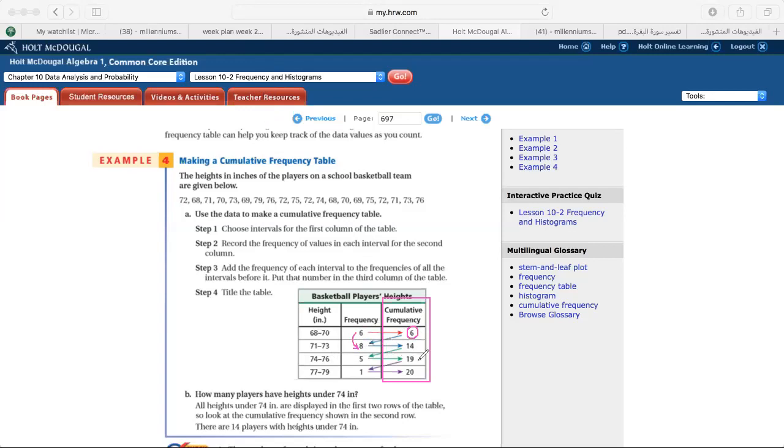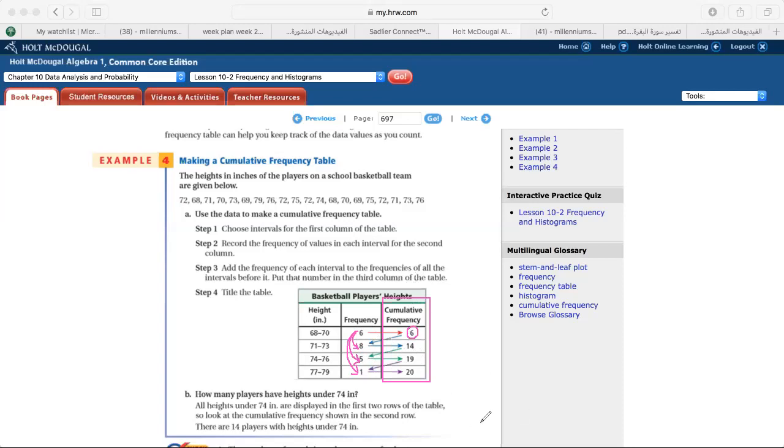So what will happen here in the third one? I'm going to add 6 and 8 and 5 together. 6 and 8 is 14, 14 and 5 is 19. Of course, what will happen here? I'm going to add 6 and 8 and 5 and 1 together, so it will be 20. Okay, girls? So the cumulative frequency is really so easy.